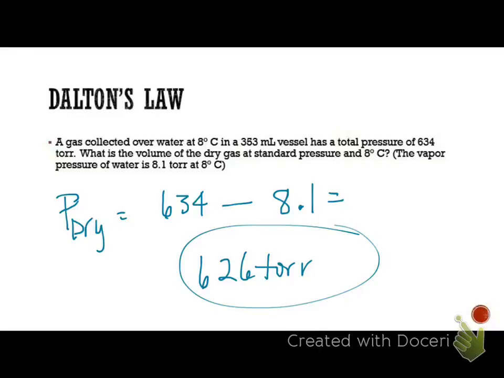So in parentheses, write vapor pressure of water is 8.1 torr at 8 degrees Celsius. And I looked that up. I didn't make it up. I didn't memorize it. I just went to a table.